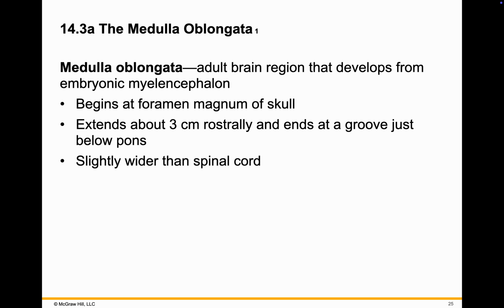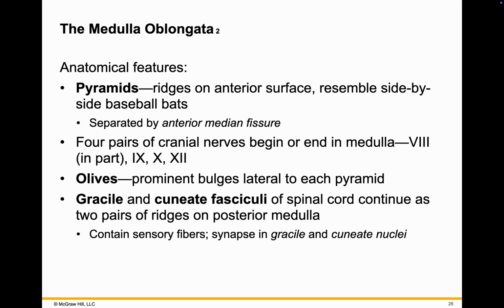The medulla oblongata is the adult brain region that develops from the myelencephalon. It begins at the foramen magnum of the skull, extends about 3 centimeters rostrally, and ends at a groove just below the pons. It is a little bit wider than the spinal cord. It has pyramids, which are ridges on the anterior surface that resemble side-by-side baseball bats. There are 4 pairs of cranial nerves that begin or end in the medulla: 8, 9, 10, and 12.